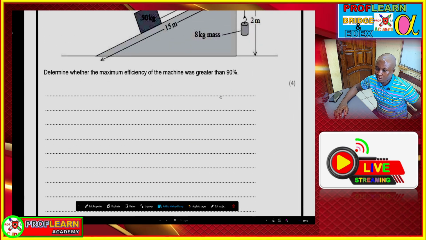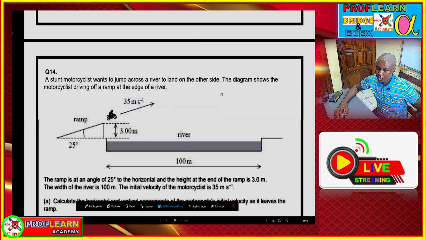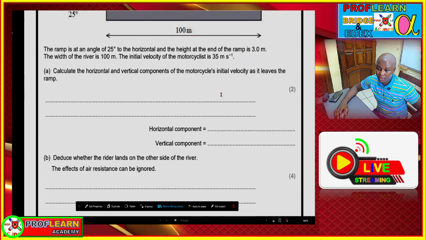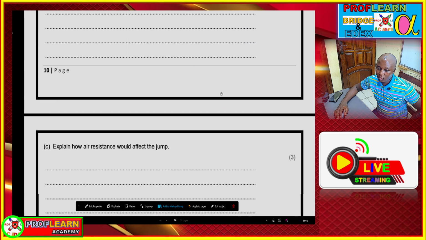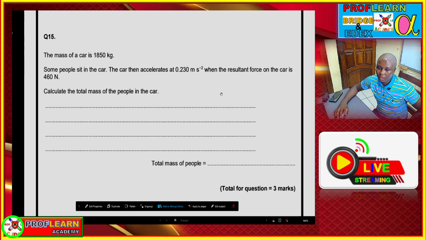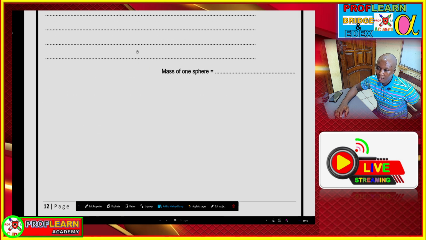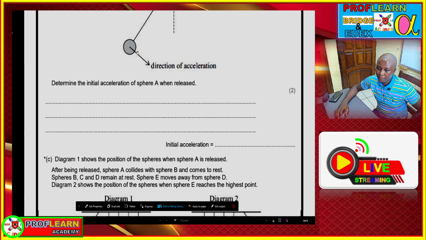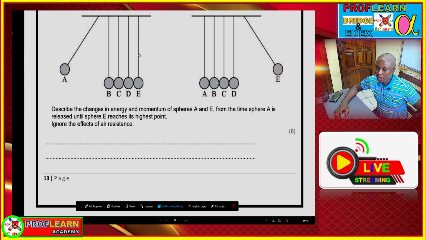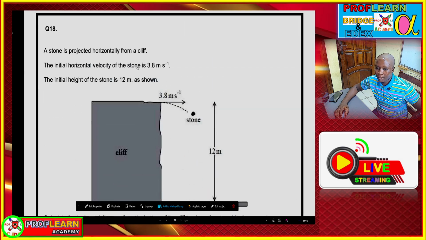Let me just show you the kind of questions I've brought on board. We shall have projectile motion, horizontal projectiles, vertical projectiles. We shall have questions to do with acceleration. Momentum questions will be there. So we shall go through this in part 2.